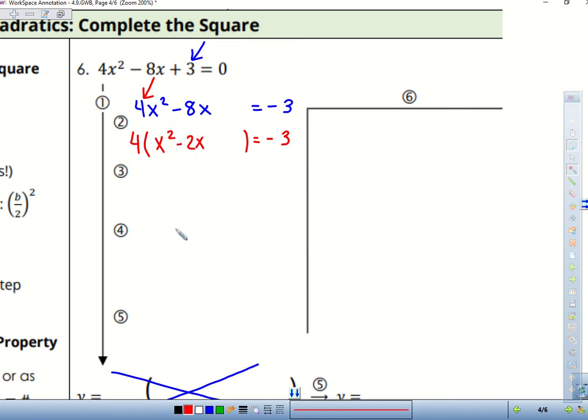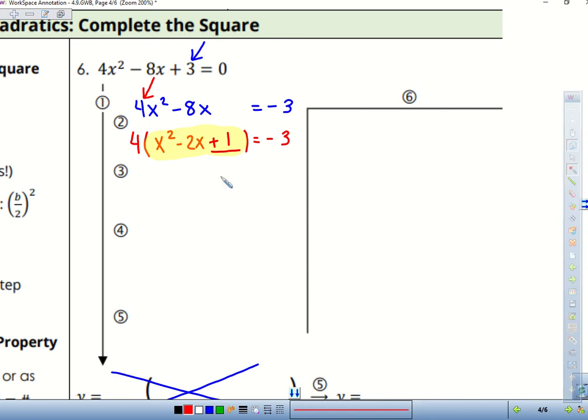So is everyone with me on what we did so far? We moved the c over and then we factor out the a term. Alright, so now within these parentheses right here, I am now going to do that process we were doing on the last page, filling in this blank, right? So what is half of negative 2? Negative 1. What is negative 1 squared? 1. So I have to add a 1 here.